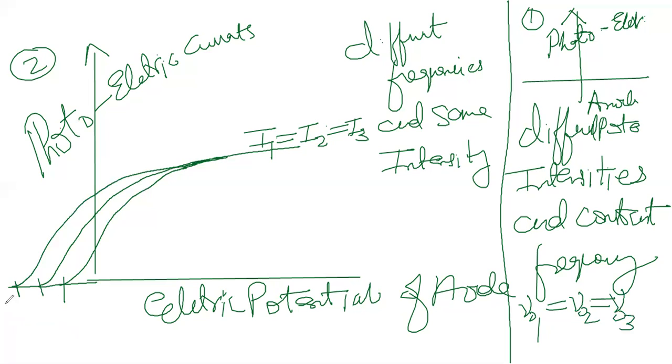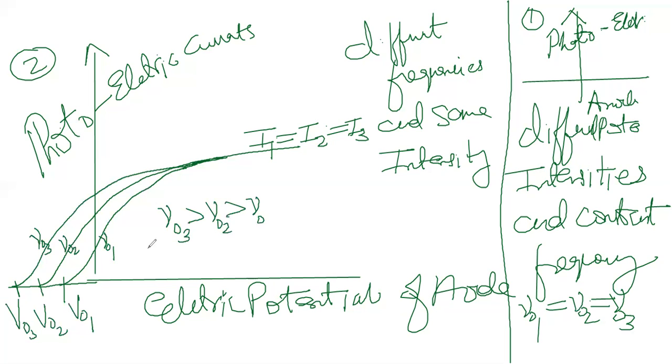Here, what is the x-coordinate? V naught 3, V naught 2, V naught 1. On this graph, nu naught 3, nu naught 2, nu naught 1. All have different frequencies, such that nu naught 3 is greater than nu naught 2 is greater than nu naught 1. They are different frequencies, and these are negative values, negative stopping potentials.